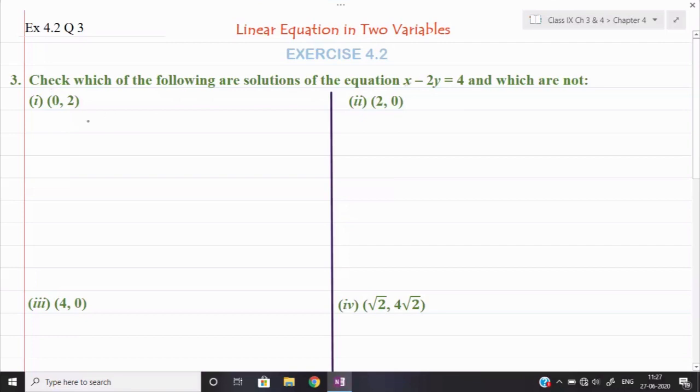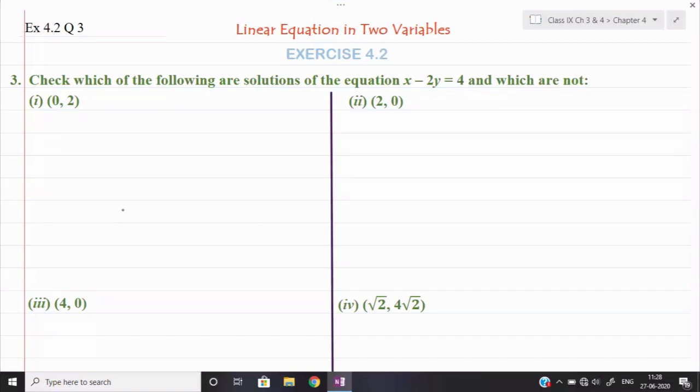For that we shall put x equal to 0 and y equal to 2, because the first value is the x coordinate, the x value, and similarly the second value is the y variable. I will put these in the left hand side of the equation, and if we get the right hand side, we will say yes, it is a solution. As you know, for one linear equation there are infinitely many solutions, so all these are given; some would definitely be valid and some invalid. Let us check each of them one by one.